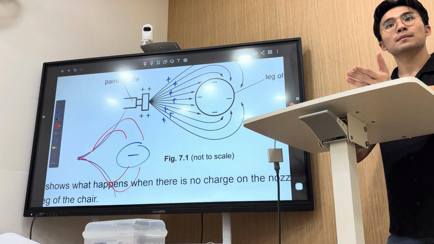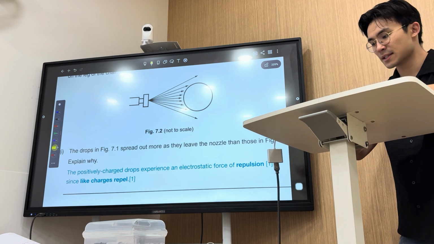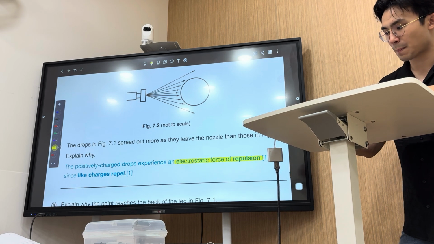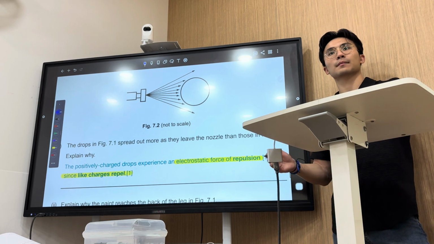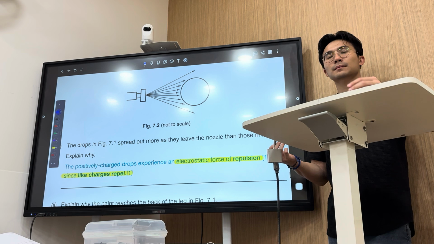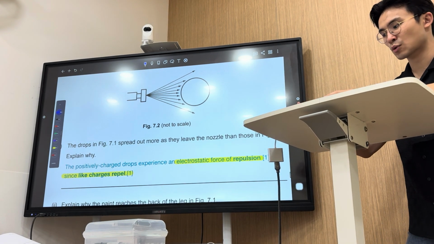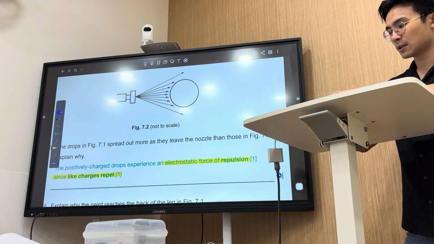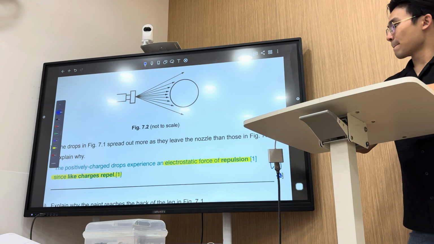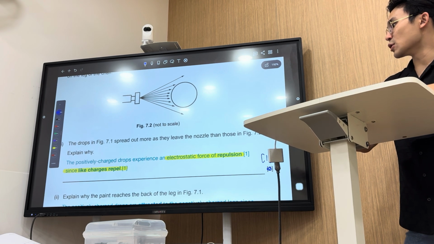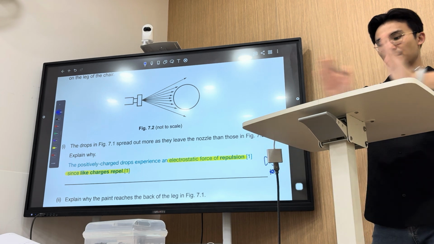Following? Okay, so how are we going to explain that in words? We are going to say positively charged droplets experience an electrostatic force of repulsion since like charges will repel each other away. That's all. 1 mark. In fact, we do not really agree with how the school marked that here. This should just be a 1 mark question. You spread out more when you leave the nozzle because everybody's positive, same charges push each other away.